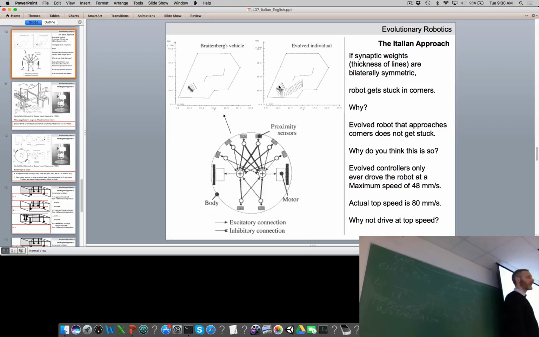Why not? Who knows? Well, we know one thing for sure about this evolved robot. What is it? Fitness function? Not just the fitness. We know what the fitness function was. We know that the Braitenberg vehicle gets stuck in the corner, and our best evolved robot, when we put it in the same position, does not get stuck in the corner. Therefore, what do we know about this evolved robot?